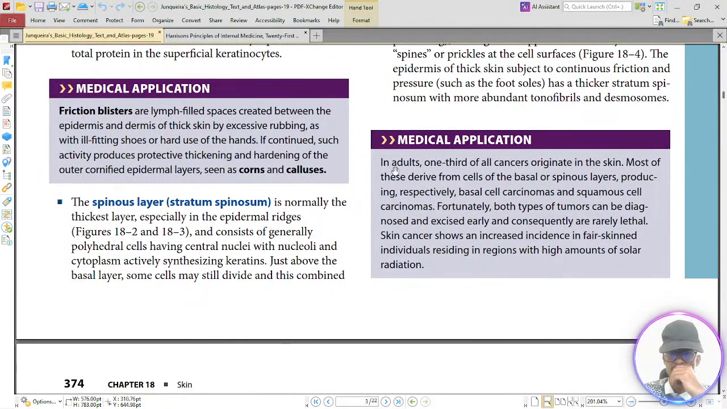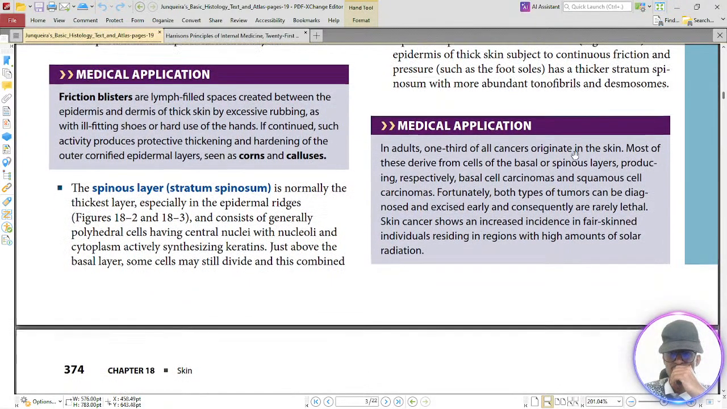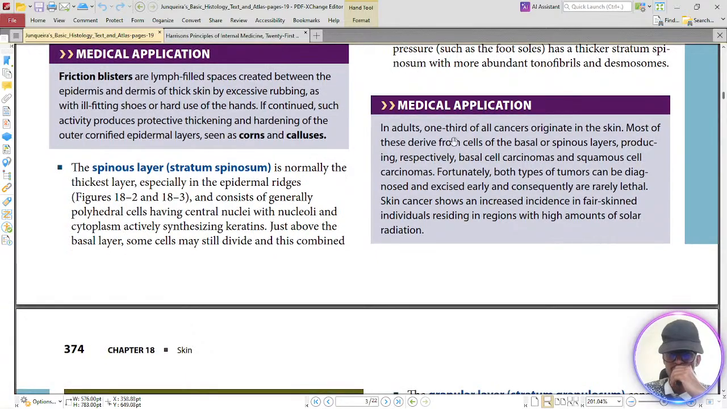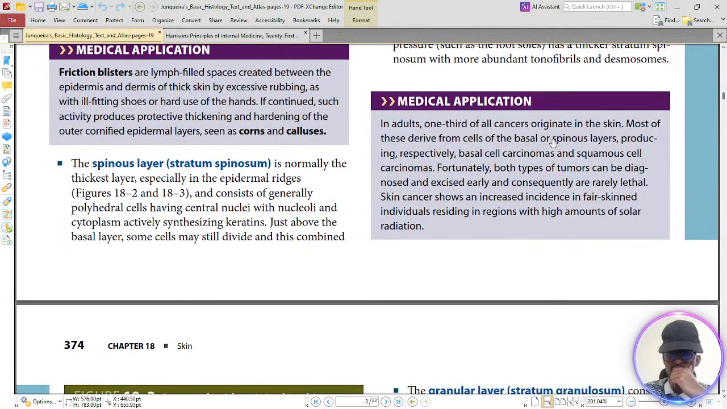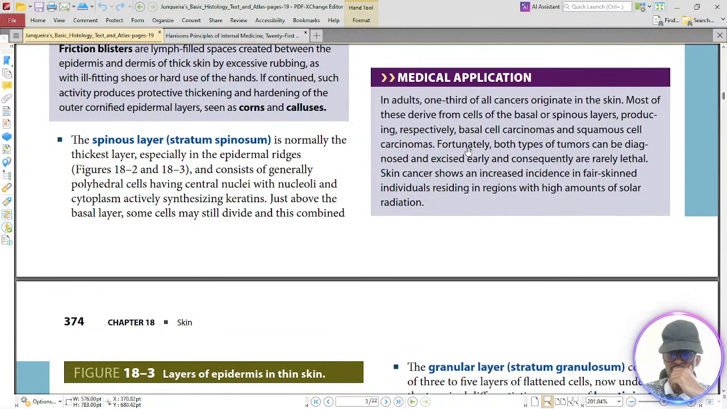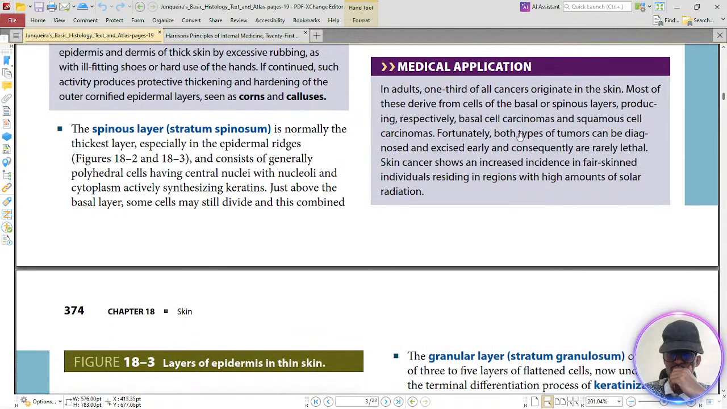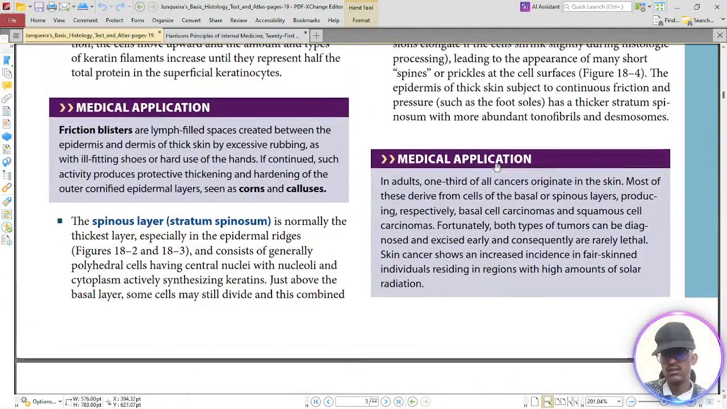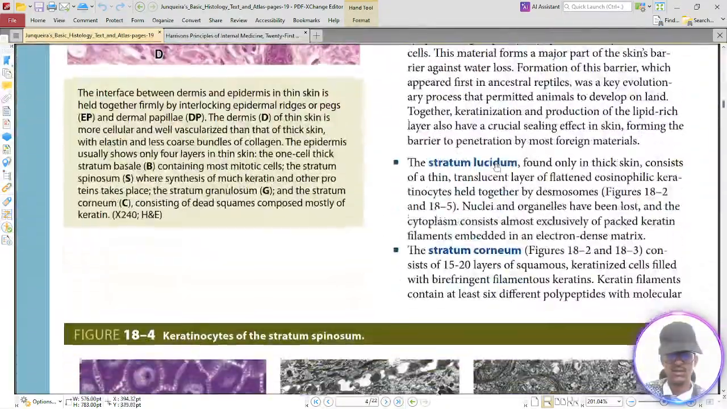A medical application: in adults, one third of all cancers originate in the skin. Most of these derive from cells of the basal and spinous layers, producing basal cell carcinoma and squamous cell carcinoma respectively. Fortunately, both types of tumors can be diagnosed early. This medical application is very important for us.